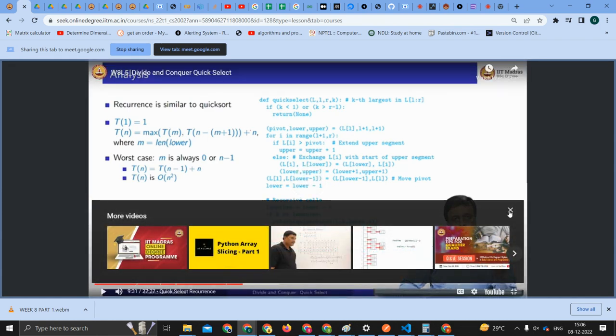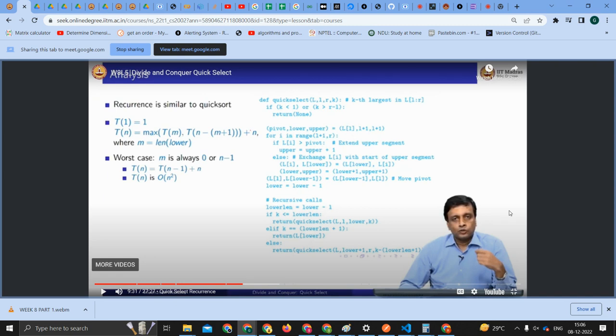Sorry, Uma, the best case is when you have it exactly at the pivot. So n log n, right? Why n log n? No. The best case, what is the time complexity?